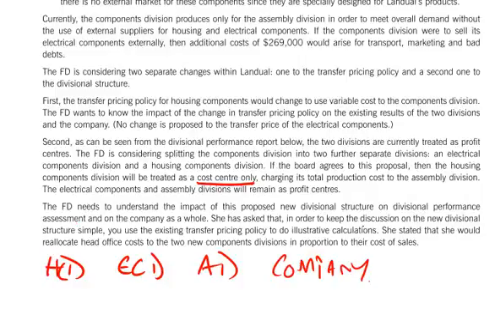She's asked that, to keep discussion of the new structure simple, we use existing transfer prices if we do any illustrative calculations. She stated that she would reallocate head office costs to the two new components divisions in proportion to the total cost of sales. So before we get on to any calculations, let's think about the division into the housing components division and the electrical components division.